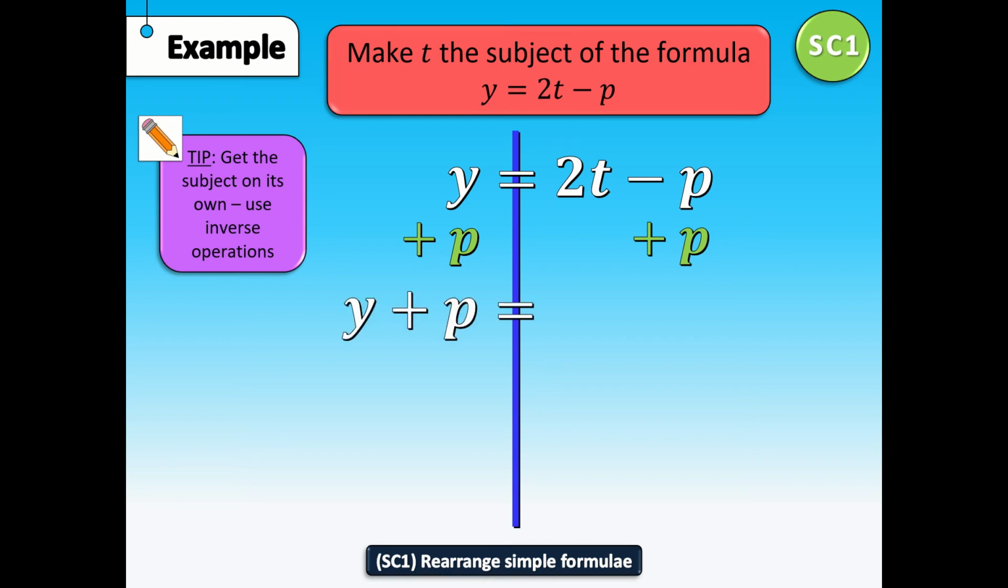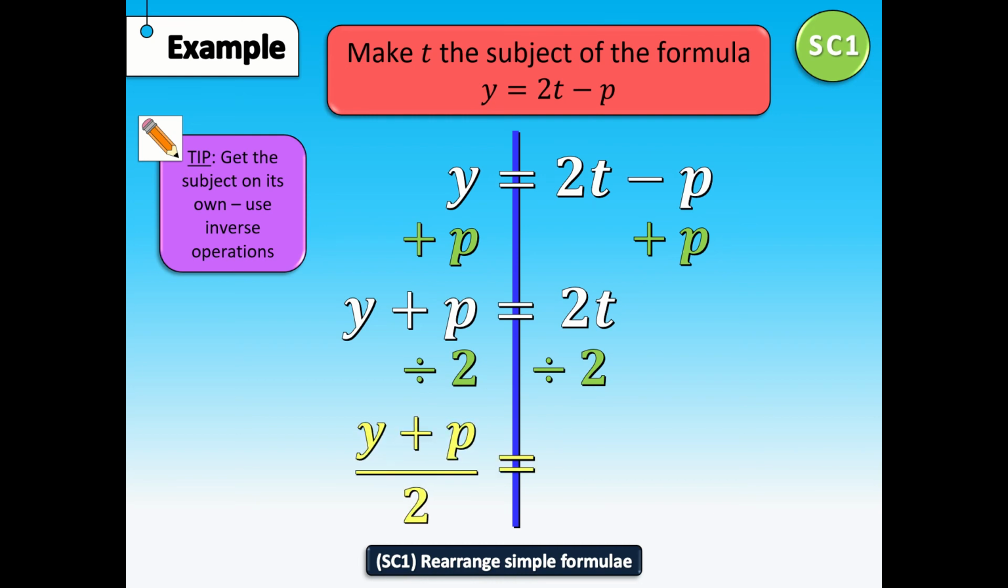So on this side we have y plus p, and on this side we've now just got 2t. Now remember, 2t means 2 times by t. So to get rid of the 2, we need to divide by 2. So we divide both sides by 2. So we've now got y plus p over 2 equals t. So we've made t the subject of the formula.